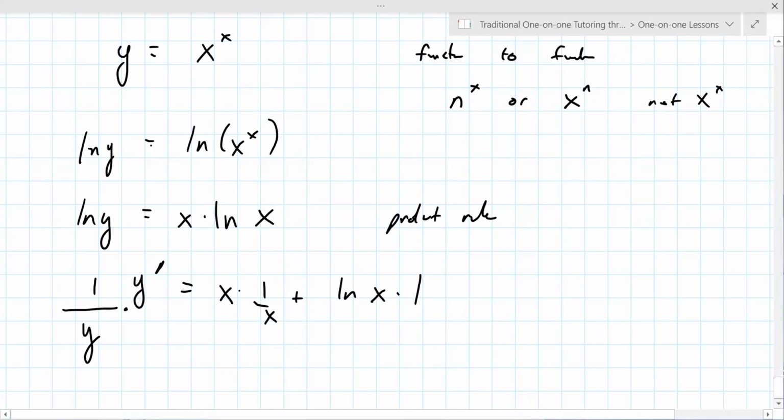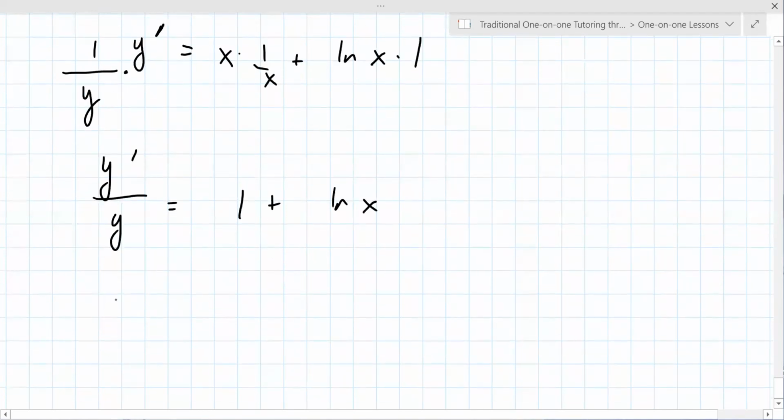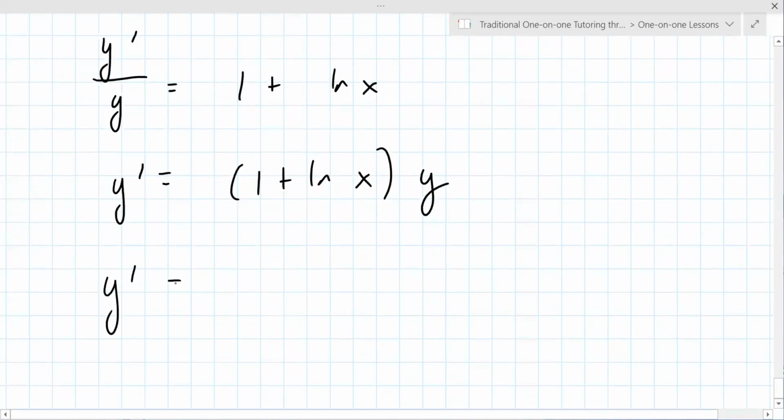All right. So then on the left side, it becomes y prime over y equals 1 plus natural log of x. You're solving for y prime, so you have to get y prime by itself. It is always the case that you get the original function y over there on the right, and instead of y, you write the original function. The original function was x to the x.